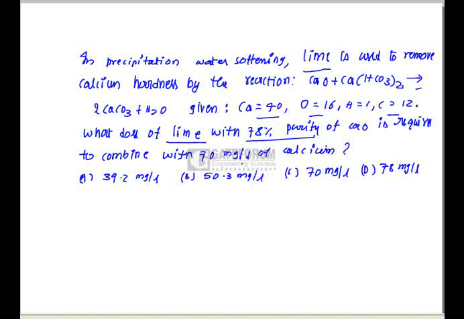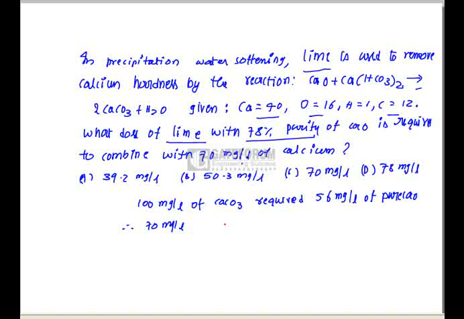From the above equation, we know that 100 milligrams per liter of CaCO3 requires 56 milligrams per liter of pure CaO. Therefore, 70 milligrams per liter of CaCO3 requires how much pure CaO? That is equal to 56 by 100 into 70, which implies 39.2 milligrams per liter is pure.